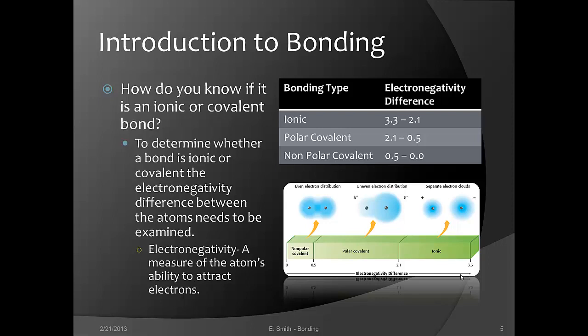I'll make it real simple, folks. Ionic bonds contain a metal and a nonmetal, while polar covalent or nonpolar covalent bonds contain just simply two nonmetals. Again, let me repeat that. Ionic bonds contain a metal and a nonmetal, while a covalent bond will contain two nonmetals. That's the real easy way to determine whether a substance is ionically or covalently bonded.